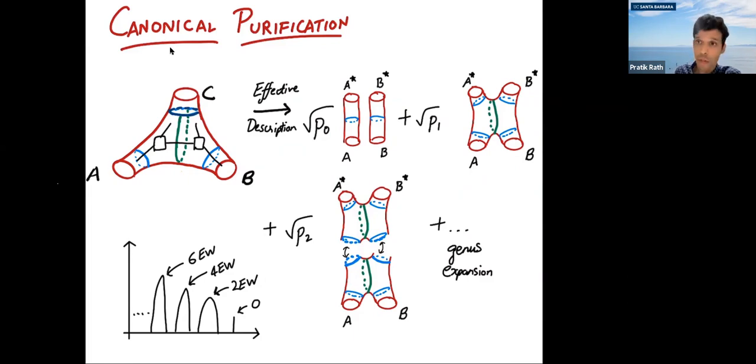And this sequence goes on in the genus expansion. You can keep gluing 4 boundary wormholes together to get higher and higher cross sections. So you expect a spectrum of the following form, where there's a pole, there's a mound corresponding to 2 EW, which is this geometry. There's a mound corresponding to 4 EW, which is this geometry, and so on. And there's a full genus expansion in this.